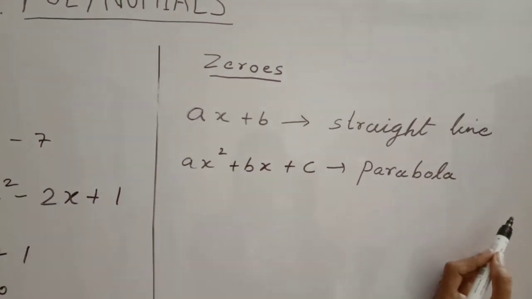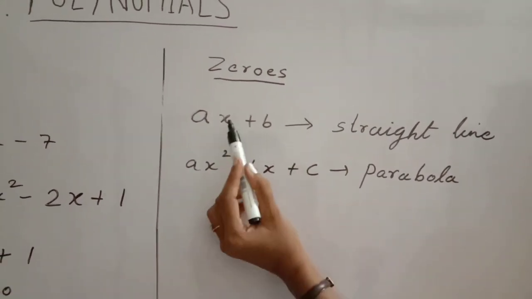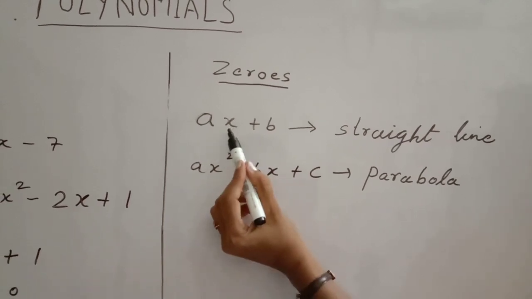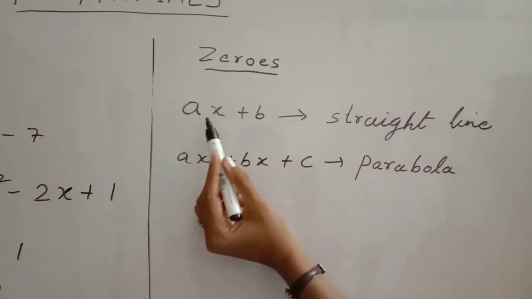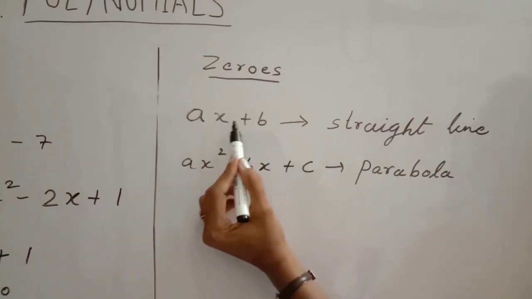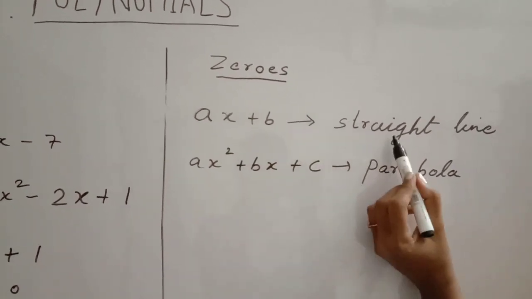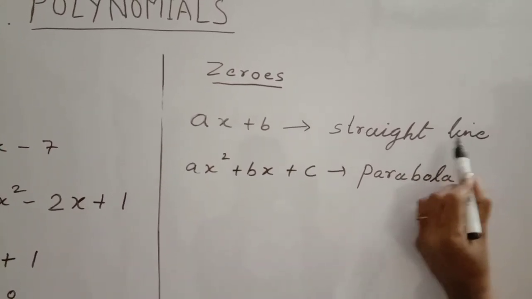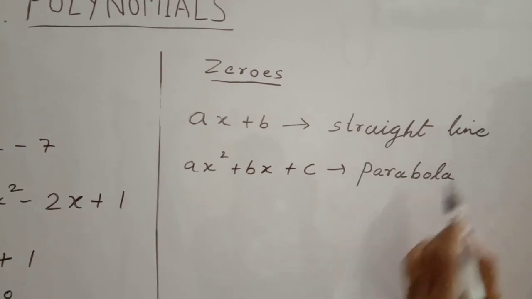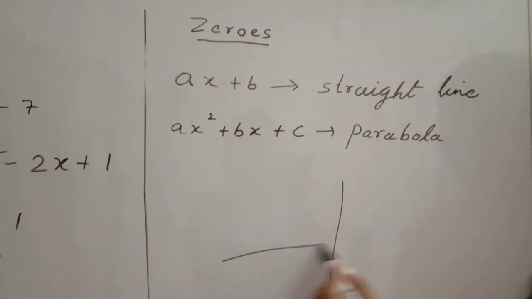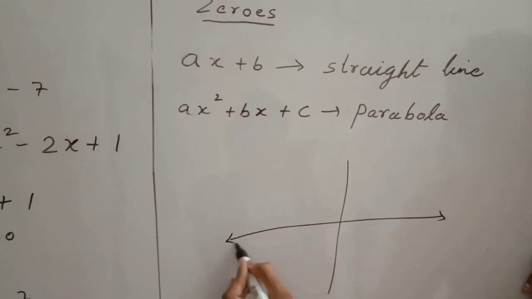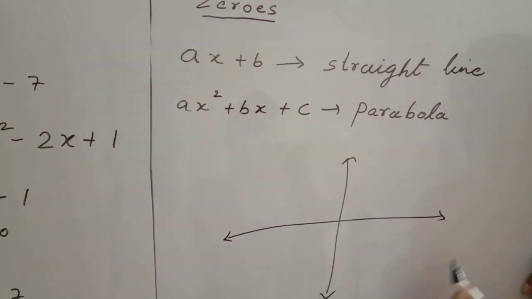Now see the geometrical representation of the polynomials. First, let us talk about the geometrical representation of a linear polynomial. Now a linear polynomial always represents a straight line. It always represents a straight line. For example, if I take a graph, two axes, x-axis and y-axis.